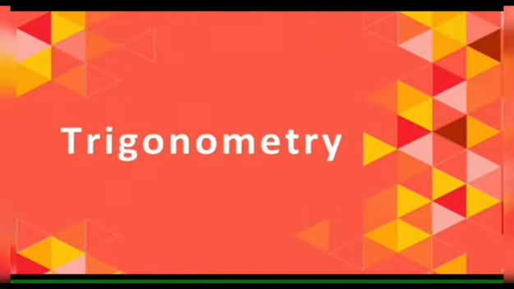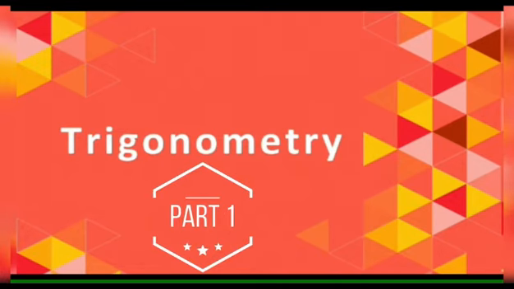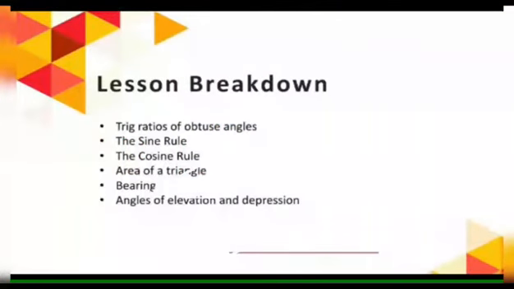Hi, here's yet another math lesson from us, and for today we will be exploring the topic trigonometry. To start with, we will learn about the trig ratios of obtuse angles. From there, we will move on to the sine and cosine rules for triangles. We will then take a look at a new and unconventional way of finding the area of a triangle. We will study bearing and lastly look at angles of elevation and depression.